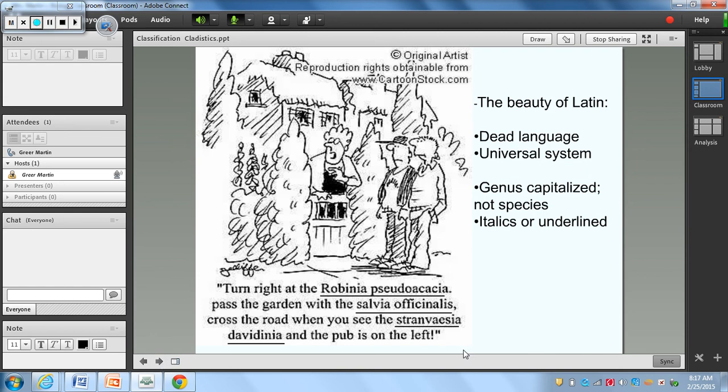What's really important from this slide is how you write the two-name scientific name. The genus is always capitalized. The species is not. It's always put in italics if you're typing it, or if you're writing it, you always have to underline it. So notice the underlining in the cartoon beside.